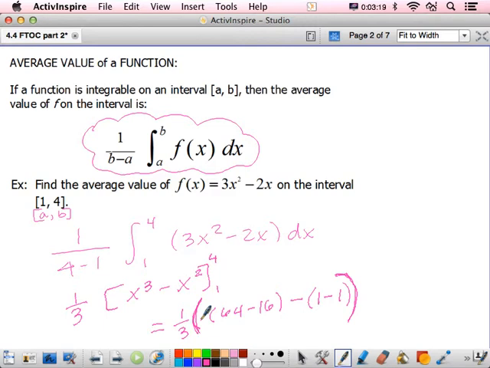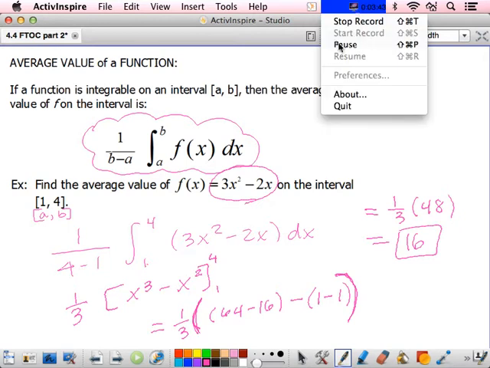So the inside here cleans up to what? 48. So our average value is equal to 1/3 times 48, which is 16. So this function, this quadratic right here, has an average y value of 16 units between 1 and 4. And that's what the average value formula calculates.